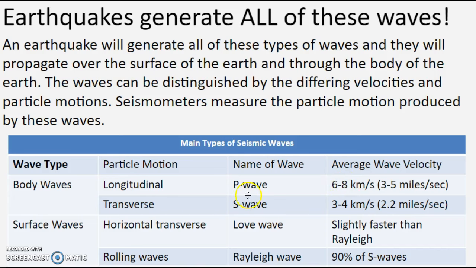And remember, P waves travel at about 3 to 5 miles per second, whereas S waves, secondary waves, travel at about 2.2 miles per second, or 3 to 4 kilometers per second. And surface waves travel just slightly slower than S waves. So we kind of have this sequence. We have primary waves, secondary waves, Love waves, and then Rayleigh waves. Rayleigh waves are described as 90% of the S wave speed. But this is the sequence in which the waves arrive at a seismic recording station.